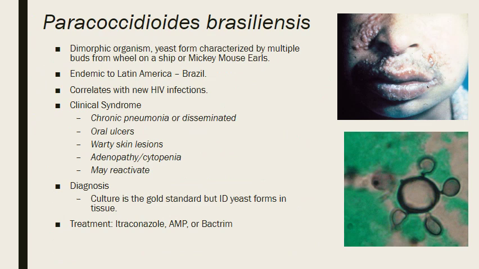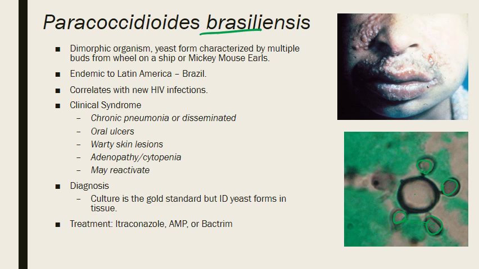Okay, so Paracoccidioides brasiliensis. This is another dimorphic organism. The yeast form has this unique spaceship-looking shape, or like a captain's wheel shape, where you have the spores surrounding the mother cell here. If you cover up these two down here, it can look like Mickey Mouse ears. We don't really see this one in Chicago either. This one's endemic to Latin America, and as the name implies, mostly to Brazil.